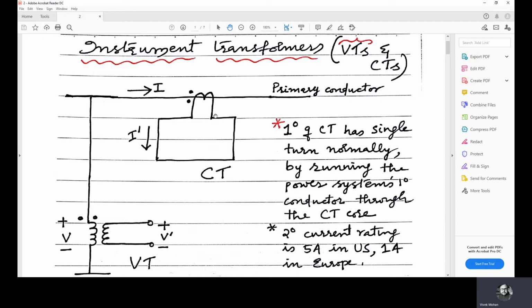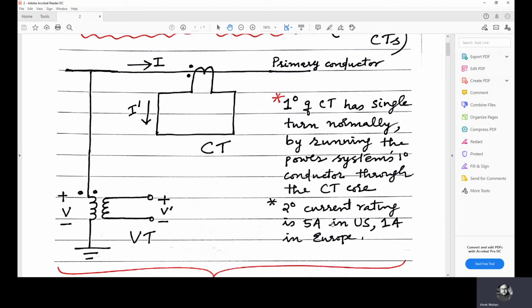Now, currents of 10 to 20 times the normal rating of the CT are normally seen during short circuits, because the normal rating is 5 amps in the US and 1 amp in Europe. But in abnormal conditions or short circuit conditions, we see 10 to 20 times the normal current. So the CT should be able to reproduce this current, which is 10 to 20 times the normal current, in the secondary accurately. That is the requirement.